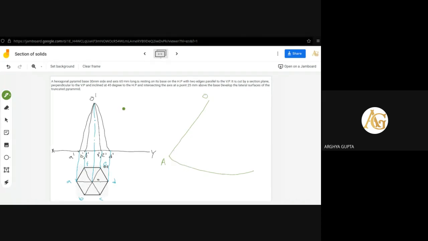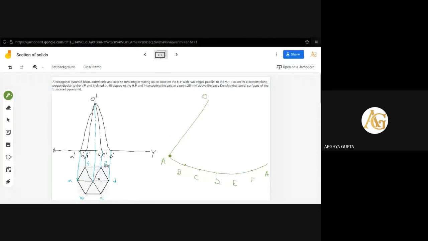So the side of the base is 30 mm. So by making center here, at points 30 mm apart, that point will be B. Then BC will be 30 mm. CD will be 30 mm. DE will be 30 mm, and EF will be 30 mm. But we have to take a point again. Why I am saying, you will automatically find it. Why I have drawn a double.